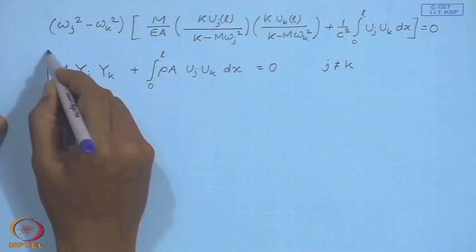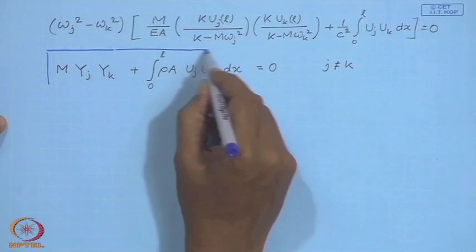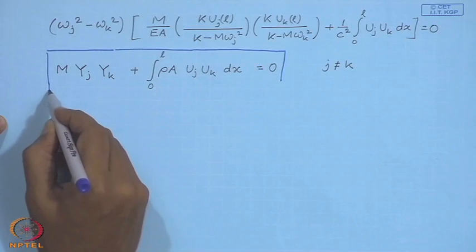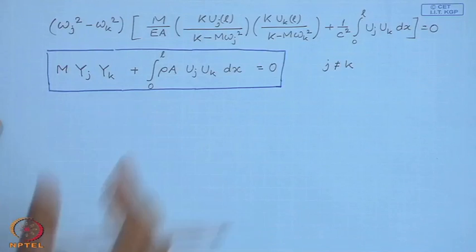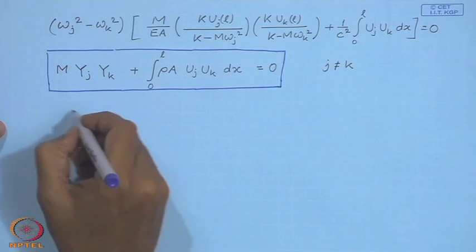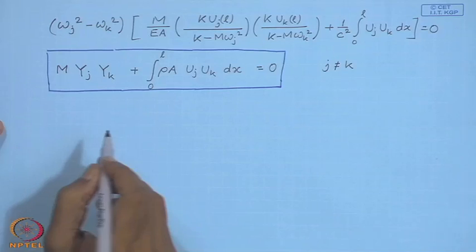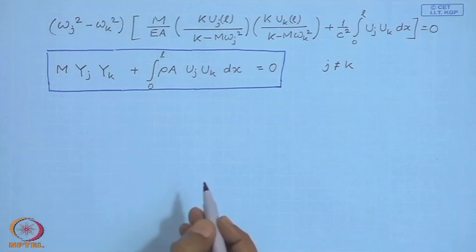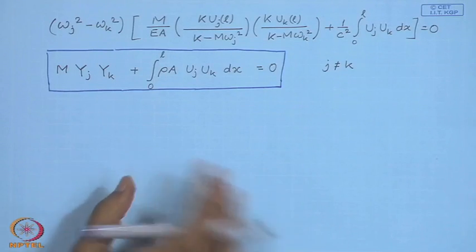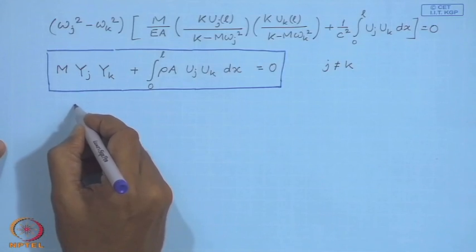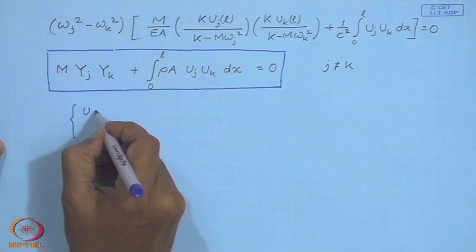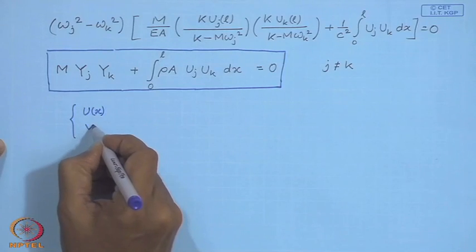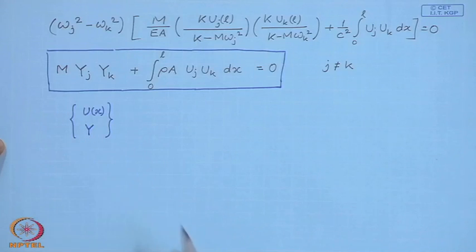So, this is our inner product. Remember that in the case of a hybrid system in which we have a continuous and a discrete system, we had this eigenfunction vector which we had discussed in the previous lecture.